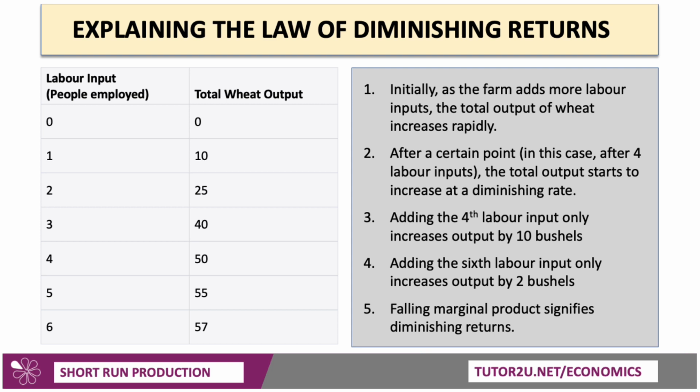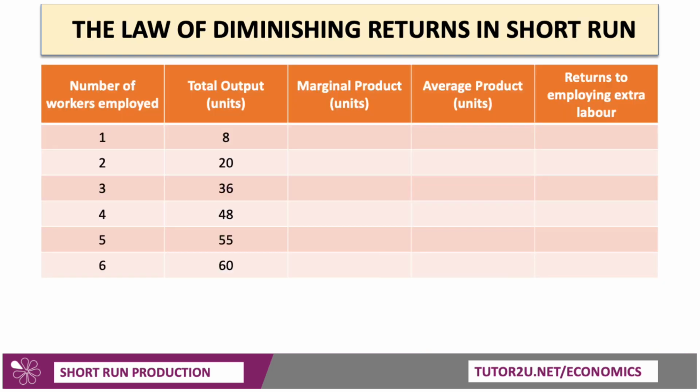The second labour unit added takes the output up to 25. So that's a marginal product of 15. Likewise, the third unit adds 15 to production. But adding the fourth person or fourth labour input only increases output by 10 bushels. And you can see the fifth adds 5, the sixth adds only 2. So this falling marginal product signifies diminishing returns.